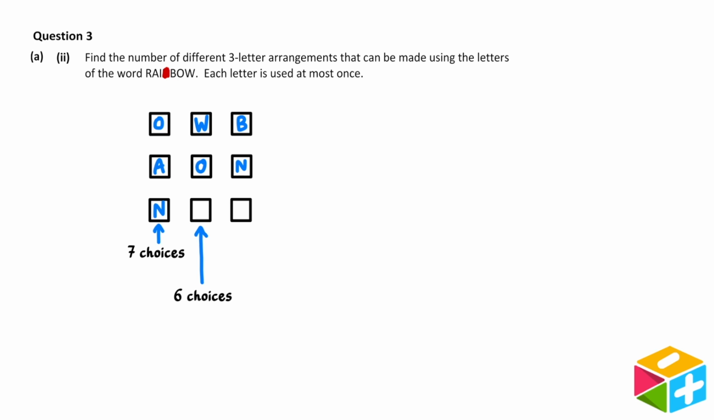Let's say I pick I. Now, when it comes to the third box, I can't use N and I can't use I. The other 5 letters in rainbow are still available, so I've 5 choices for this box. Let's say I choose B. So, how many total arrangements are there? Well, all we have to do is multiply together the choices we had for each box. This gives us 7 times 6 times 5, which is 210.